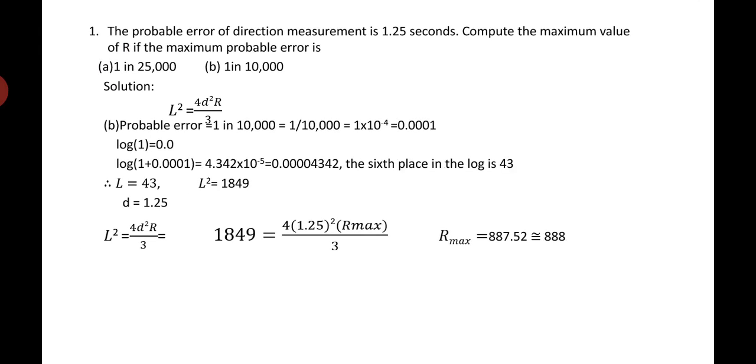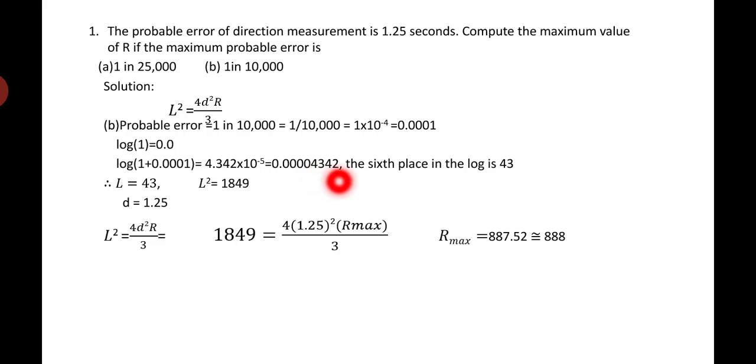This is 1 in 10,000, right? Probable error is 1 in 10,000. Now 1 in 10,000, you are going to convert 1 divided by 10,000, it is 10 raised to minus 4, it is going to 0.0001, and the log of 1 is 0.0. So if you add log of 1 plus that value, you are going to get the log of 1 plus 0.0001. Now it is going to be 4.342 into 10 raised to minus 5, it is going to be 0.00004342.